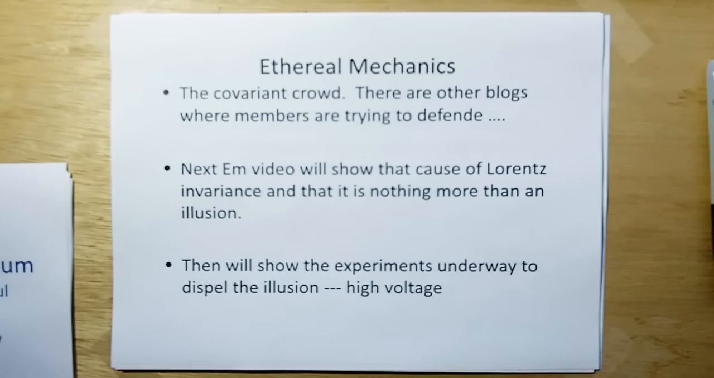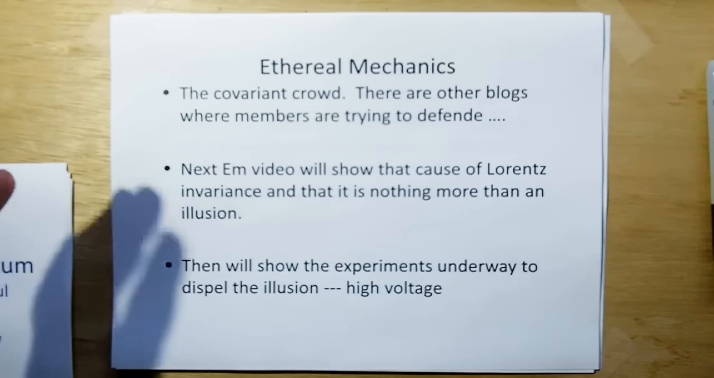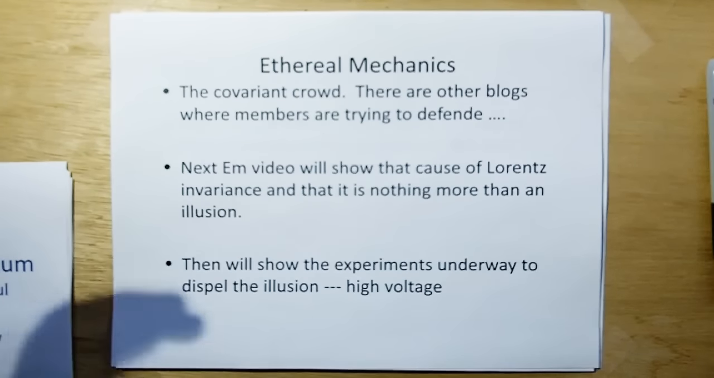One of our subscribers is trying to defend ethereal mechanics on a website. I'll try to put the link here if I remember. And these people on the website are going off on, oh, you got to write it in Covariant Form. In other words, it's like name dropping. You got to be somebody that knows somebody.